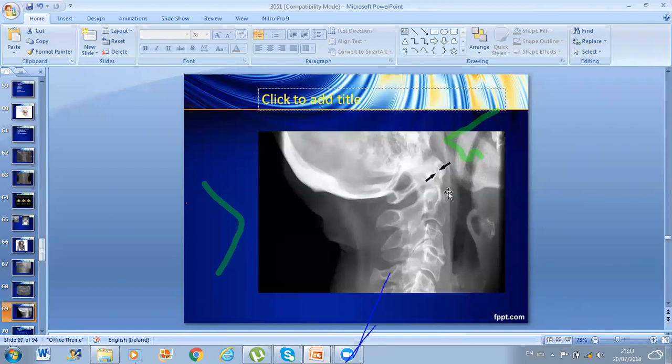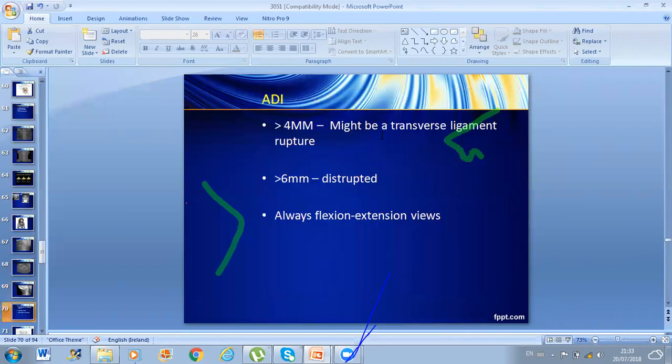In exam scenarios, they can ask you what this arrow is indicating, and you have to describe the ADI. Remember the words 4 mm: more than 4 mm might be a transverse ligament rupture, more than 6 mm surely the transverse ligament is disrupted. And always do flexion extension views.